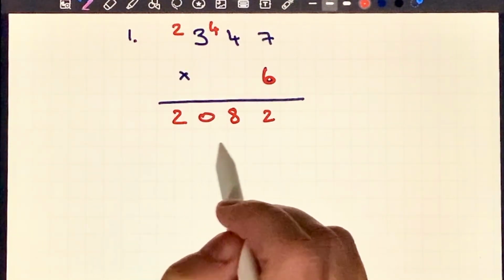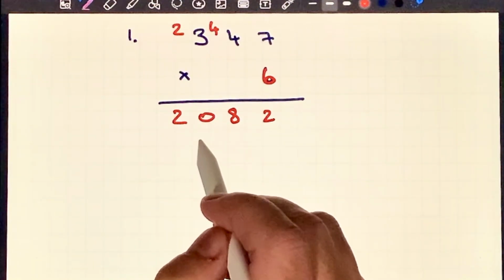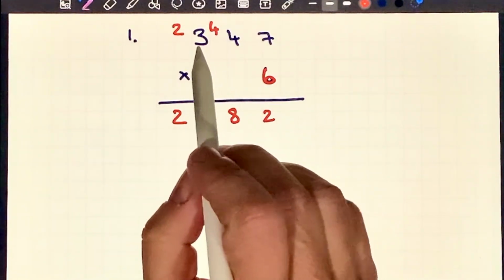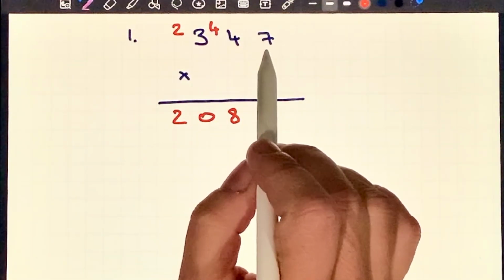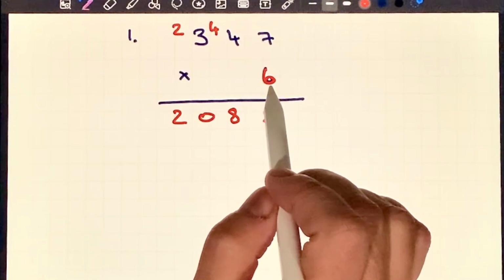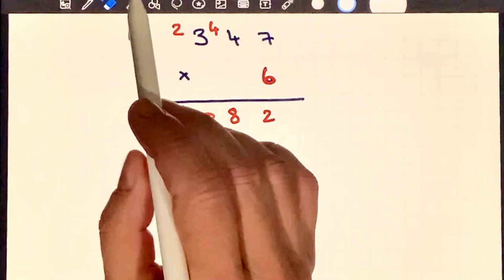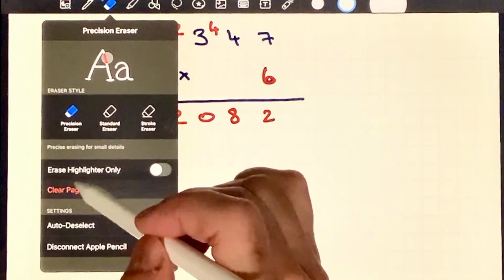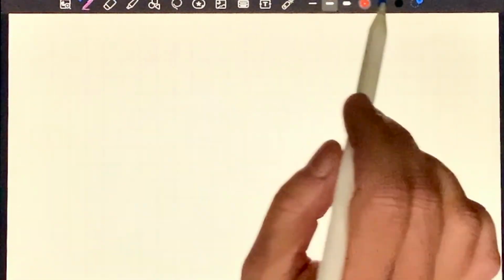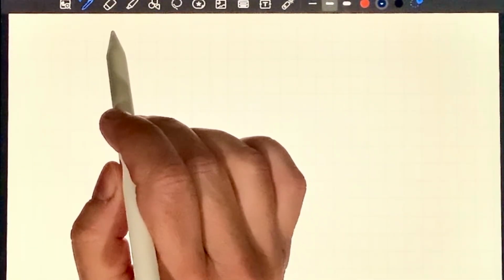And in this particular example, this is my answer. So 347 times 6 is 2082. Alright. Let's move on to our second example.